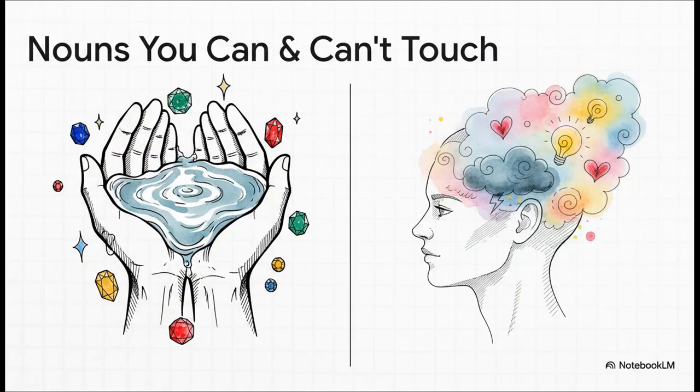And what about things you can touch versus things you can't? Well, that's the difference right here. Material nouns are actual physical things, gold, water, a diamond. Abstract nouns are ideas, feelings, concepts, like love or hate. You can definitely feel them, but you can't literally hold them in your hand.